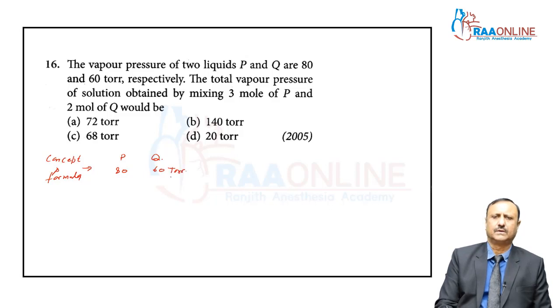And you can see what is the unit of torr, that is 1 torr is equal to 1 atmosphere. So my dear students, here P and Q are 2 different liquids. The total vapor pressure of solution is obtained by mixing 3 moles of P and 2 moles of Q. So he wants the total vapor pressure.